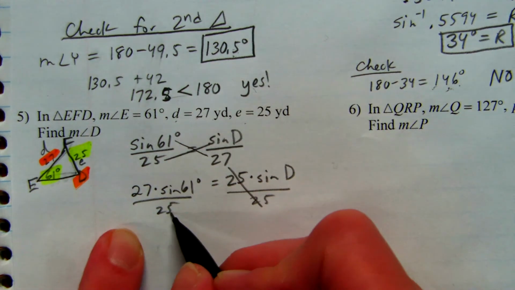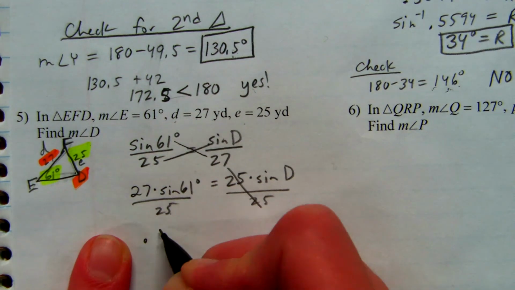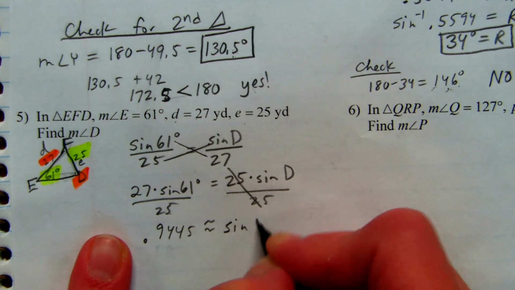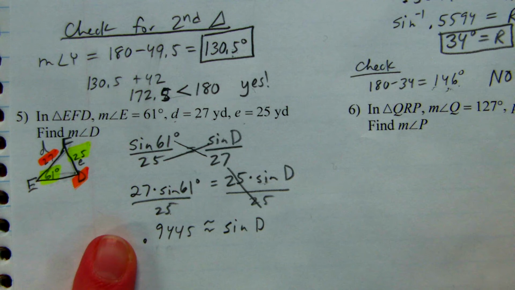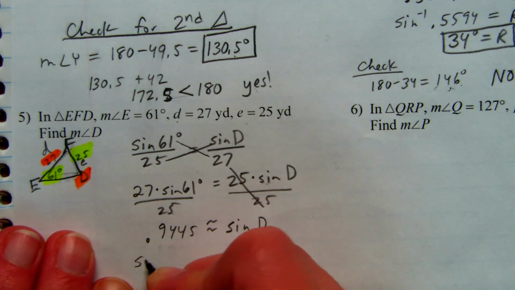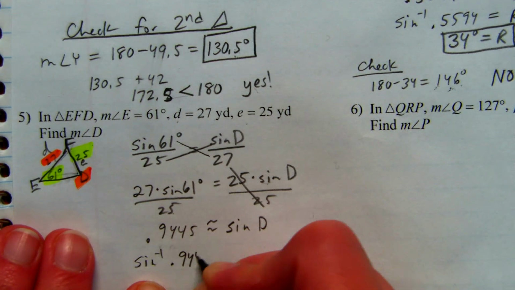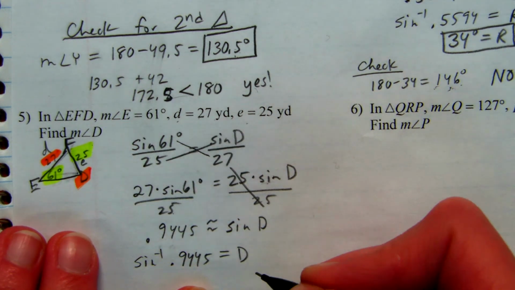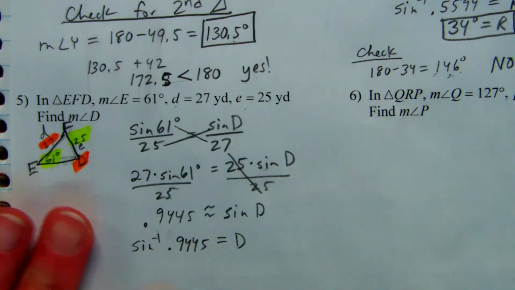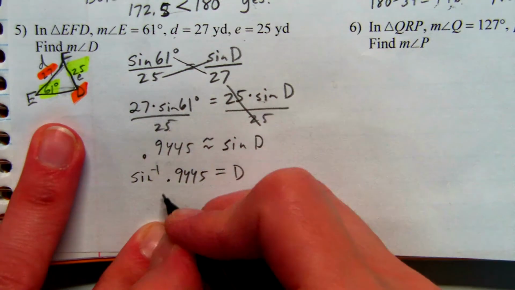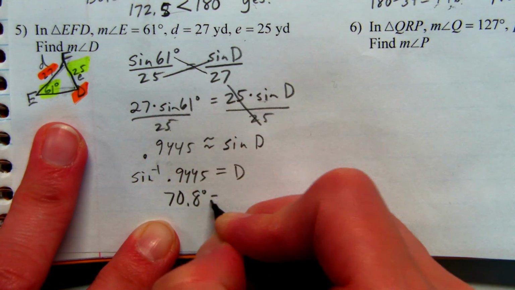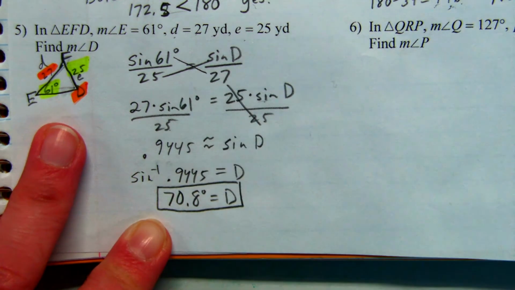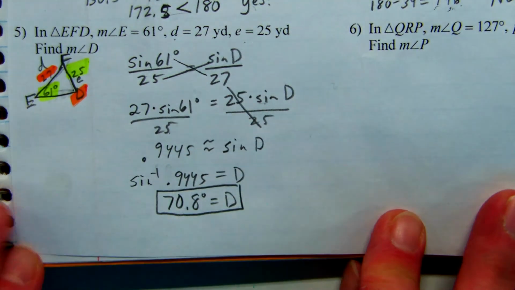We put this into our calculator. It comes out about 0.9445, and that would be equal to sine of D, because that's what's left on this side. Then we do inverse sine to figure out what the angle is. That'll be angle D, and it comes out about 70.8 if we round it off to the tenths. So 70.8 degrees is angle D. So we know for sure that one triangle exists. Check for the second one.